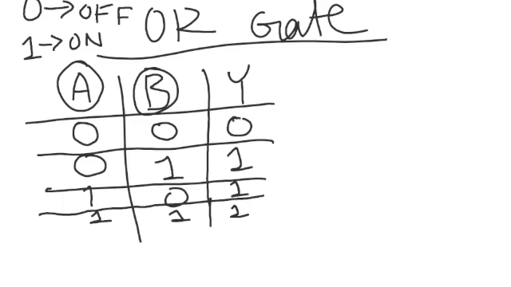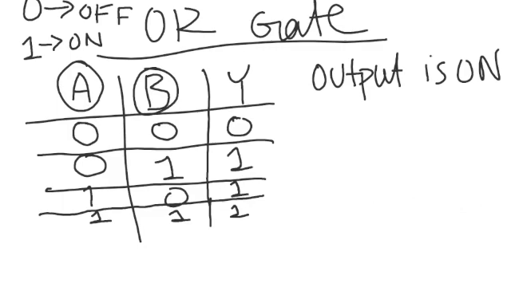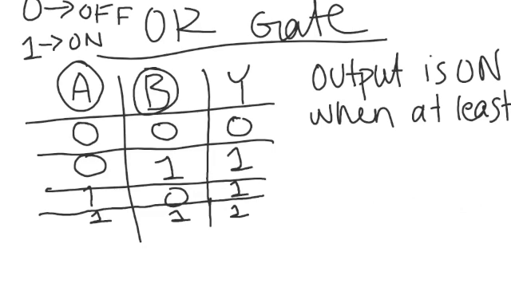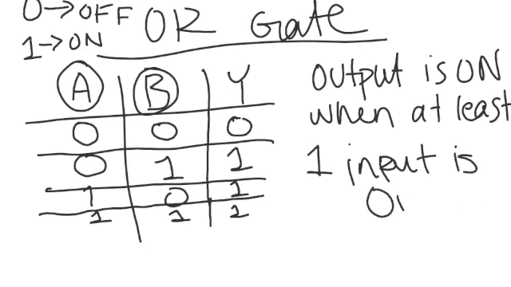The OR gate is saying the output is on when at least one input is on. Make sense?